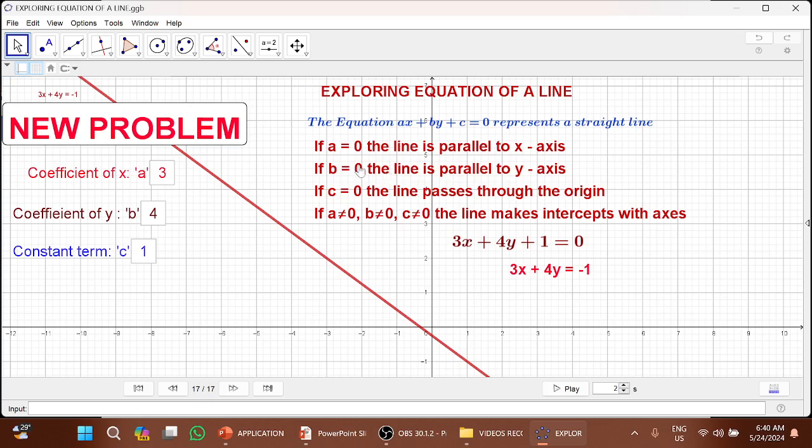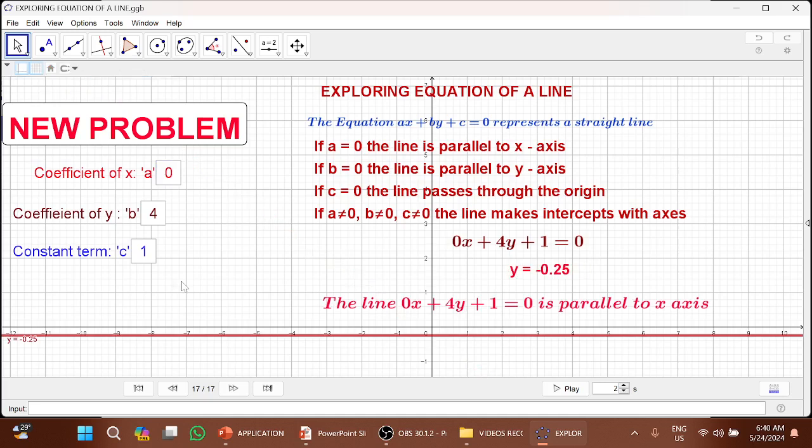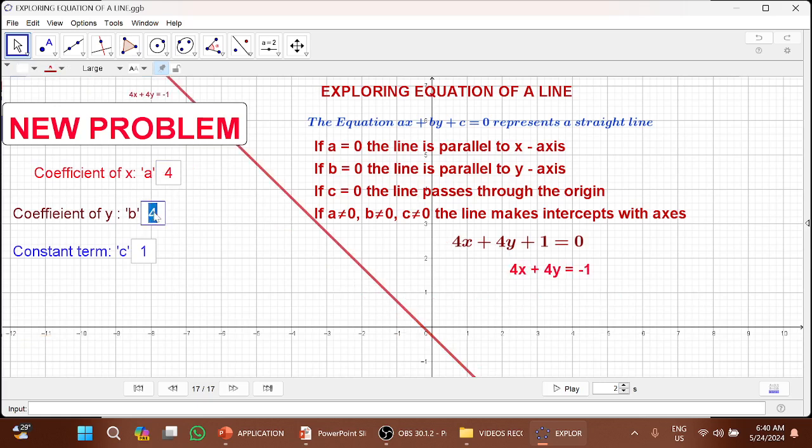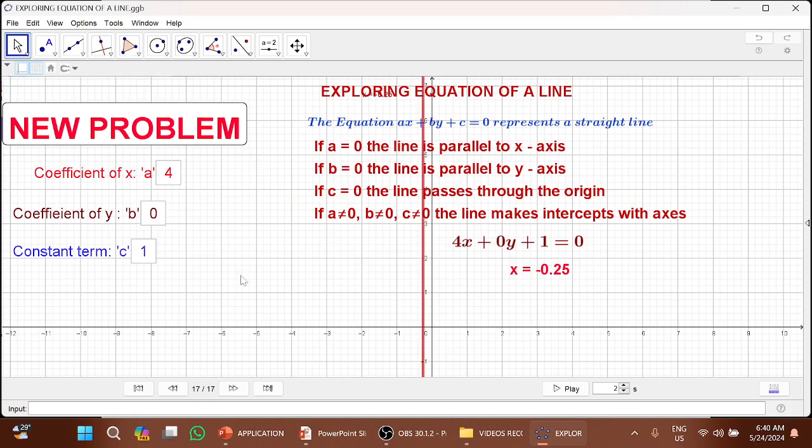Suppose, as is very clearly written, if a is 0, the line is parallel to the x-axis. Therefore, when I take this as 0, automatically you will get a line parallel to the x-axis. Suppose I take this as 4 and make this 0, then you will get a line parallel to the y-axis. Automatically, now a child can explore the general equation of a line. What will happen when a is 0, b is 0, and c is 0?